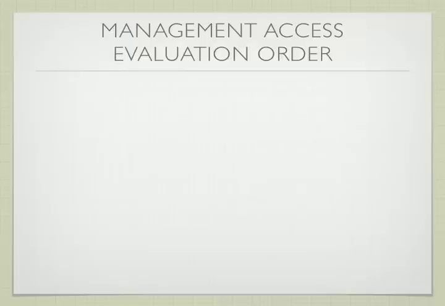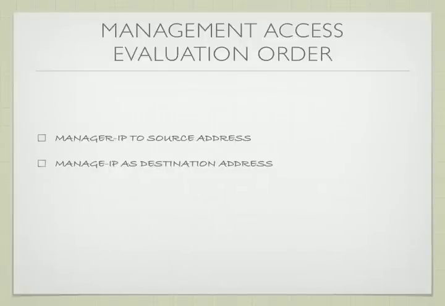So to evaluate management access, to see if you're going to be able to manage the device from where you are, manager IP, as we discussed in the earlier session on management, is still available, so you can configure IP addresses as a source address, and then only those source addresses will be allowed to connect. That will be evaluated first. Then the manage IP of the destination address, which will be what you configured as the manage IP on the VLAN 1 interface. It'll be the only IP address that's available at all in transparent mode.